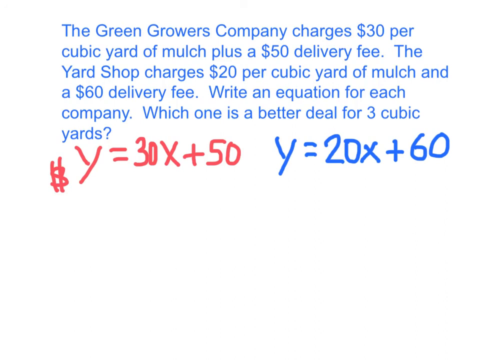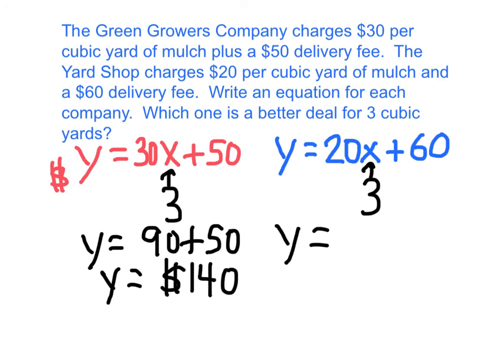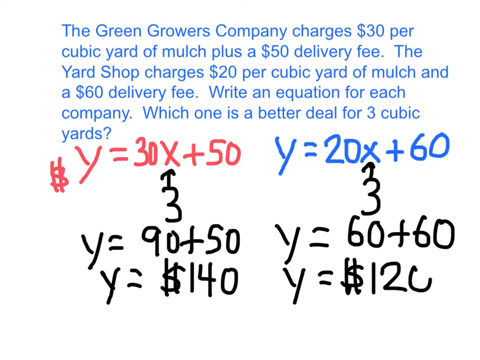So what do we do? We substitute 3 in place of x in each equation and calculate what y would be. So for the first company, y is going to equal 3 times 30, which is 90, plus 50. So the Green Growers Company is going to charge $140 for 3 cubic yards of mulch. The yard shop is going to charge 20 times 3 is 60, plus 60 delivery fee. It's going to charge $120. Okay, so the yard shop was a better deal for 3 cubic yards.